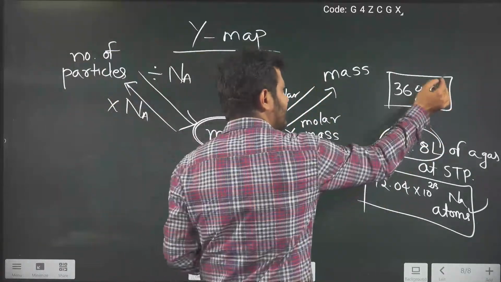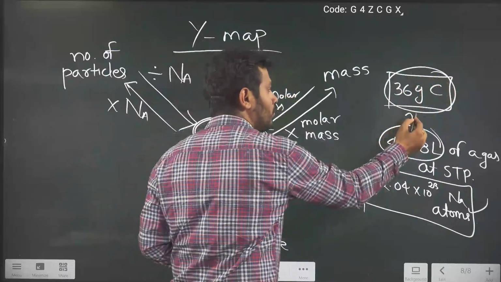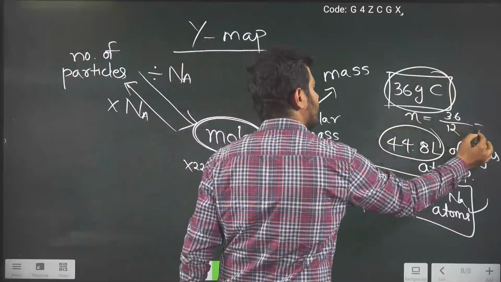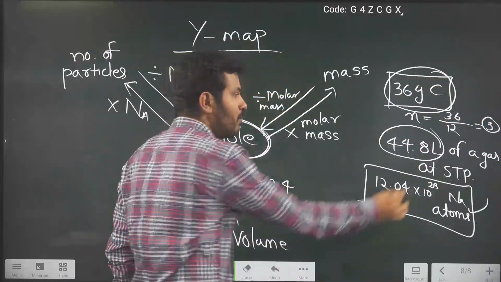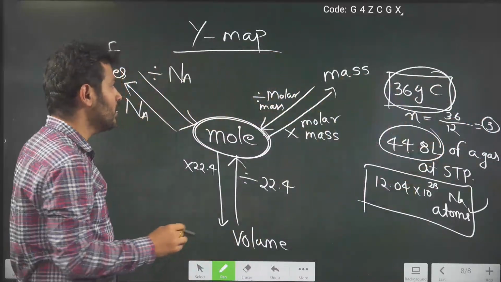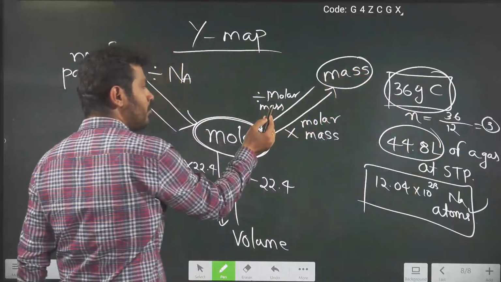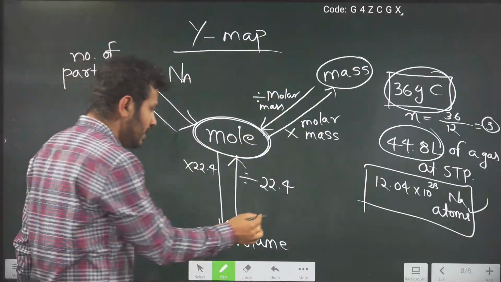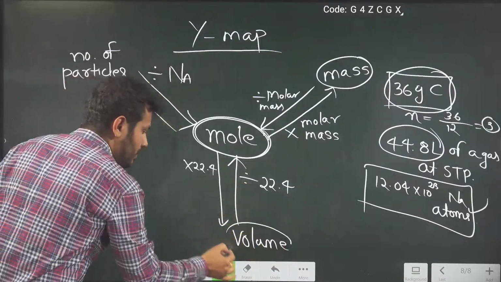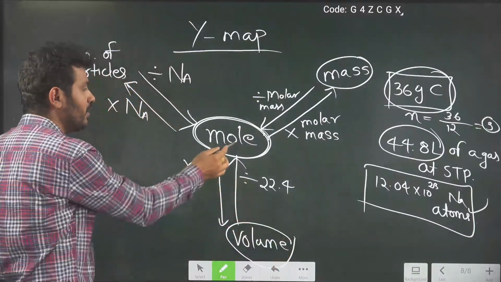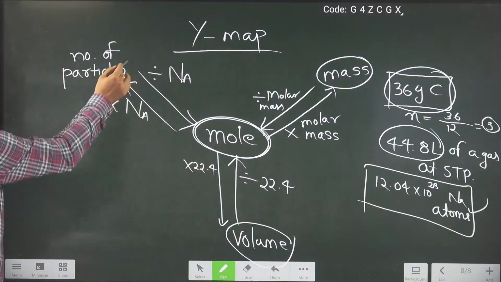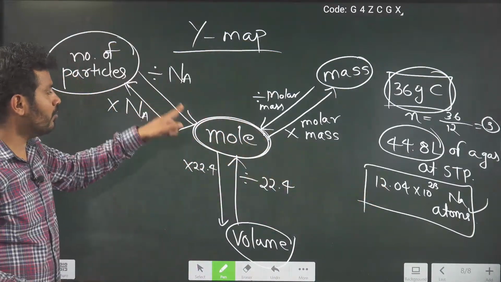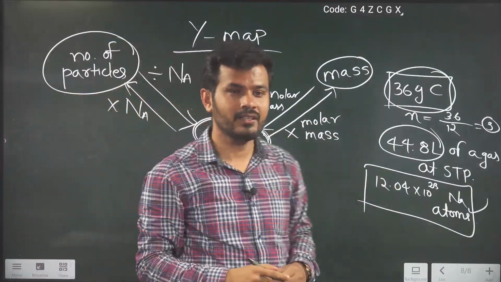So when 36 gram carbon is there, how to get number of moles out of it? Number of moles is given mass 36 divided by molar mass 12, so it is 3 mole. So given mass by molar mass is number of moles. That is my point. Similarly, if given volume is there, divide by 22.4, you will get the number of moles. If given number of particles, like number of atoms, divide by Avogadro number, you will get the number of moles, right?